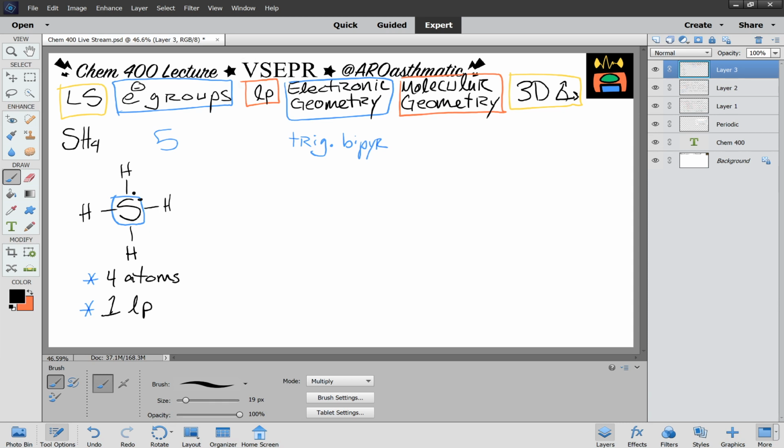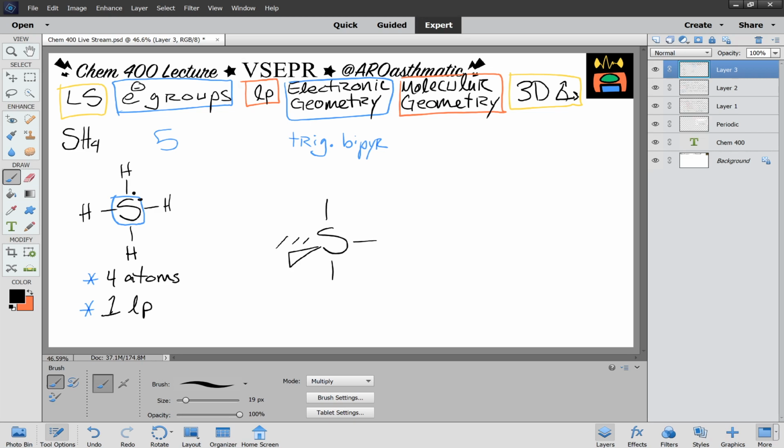Now, whenever you have an electronic geometry that's trigonal bipyramidal, you can start drawing the 3-dimensional representation because every trigonal bipyramid is the same. You know that you'll have 2 axial positions going straight up and straight down, and then the 3 equatorial positions are represented by 1 line that's in plane, 1 wedge, and 1 dash. So no matter what you have attached to your central atom, this will always be the scaffold of the 3-dimensional shape that you end up with.